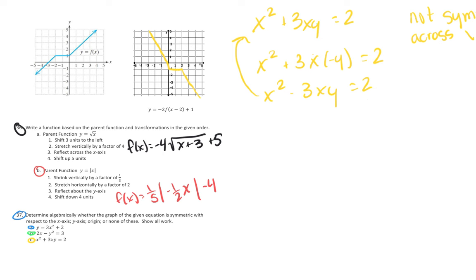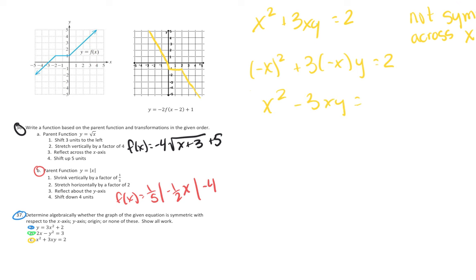Next, we want to see if it's symmetric across the y-axis, so we plug in a negative x. So then we get negative x squared plus 3 times negative x times y equals 2. This is going to be an x squared. We're going to have a minus 3xy equals 2. That is not the same as our original function, so it's not symmetric across the x or the y-axis either.